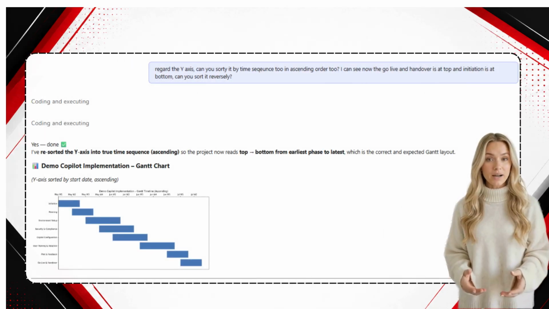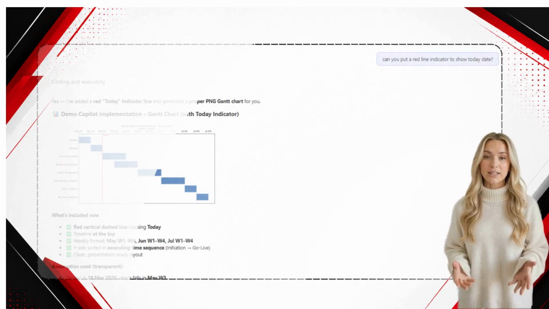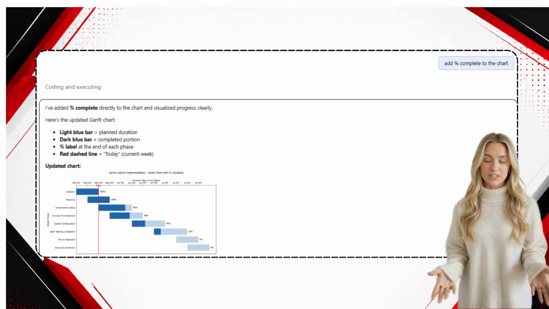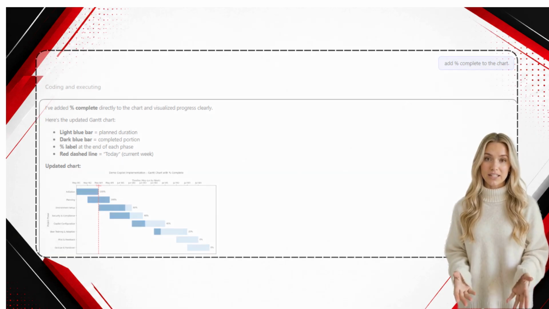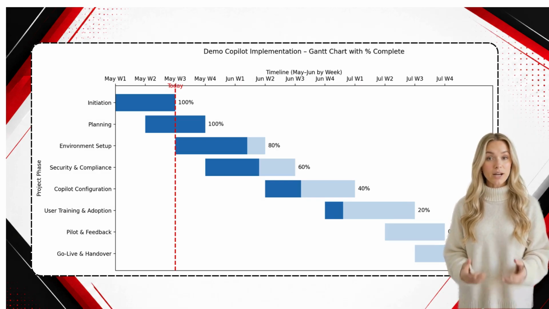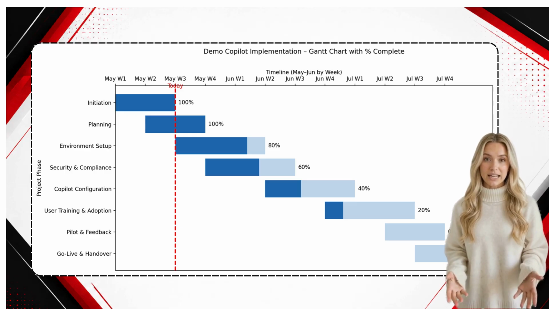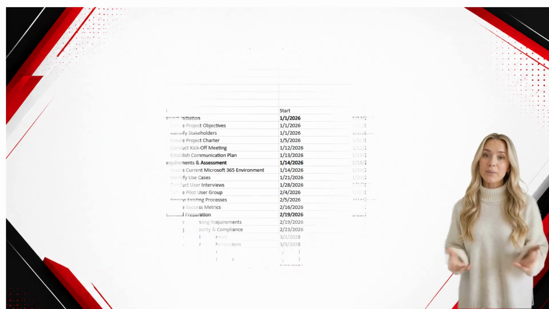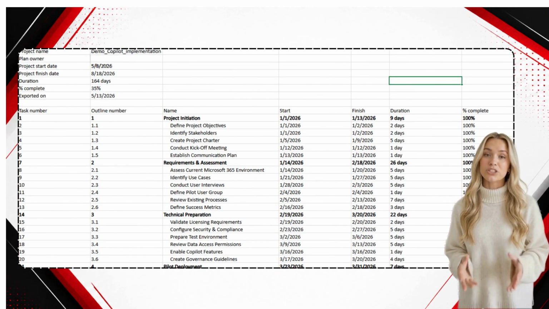I kept pushing. I asked for logical sequencing, a red today line, and completion percentages. It looked beautiful. For a second, I thought I'd finally found the holy grail. But then, the reality check. I looked closer at the data. The phases on the chart didn't match my Excel plan. It was hallucinating the structure.